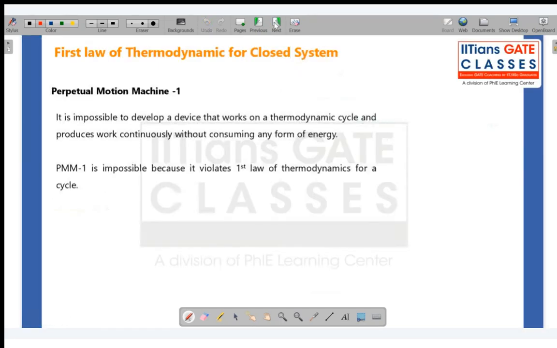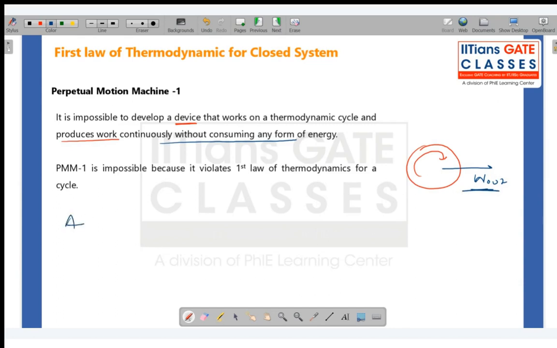Okay, let's go. Now, perpetual motion machine of the first kind. It says it is impossible to develop a device that works on a thermodynamic cycle and produces work continuously without consuming any form of energy. So basically it is saying you have a device, and it works on a thermodynamic cycle and it produces work continuously. That means it is giving you work output continuously without consuming any form of energy. That means it is not interacting with anything. Nothing is coming in, but work is going out.